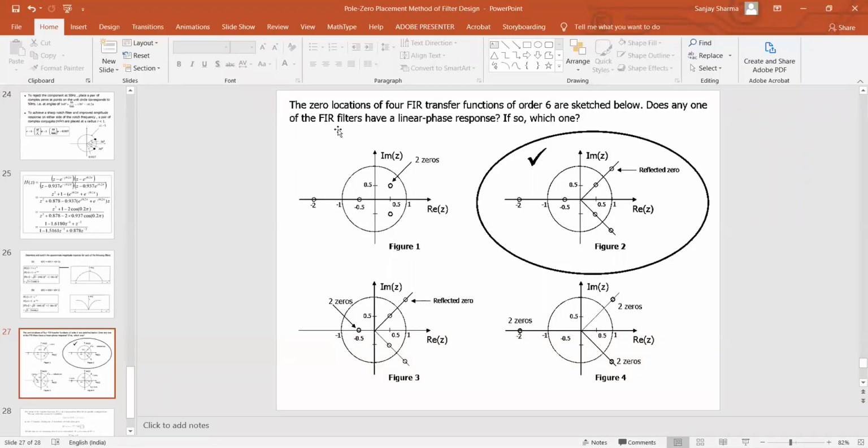So, does any of the FIR filters have a linear phase response? We can quickly tell if the zeros are there in the form of reflections, that all zeros are reflections of each other, that will give me a linear phase response. That's what I'm trying to say. This may not give linear phase, this may not give linear phase, this may not give linear phase, but this will be a linear phase system. So this is a linear phase response. If the zeros are related to each other through reflection, it will be a linear phase response.